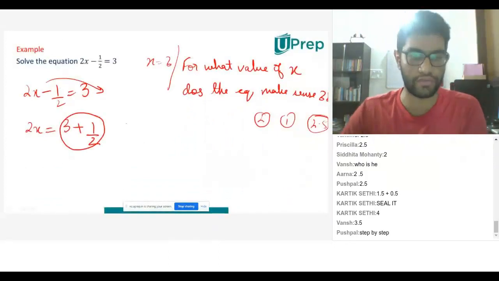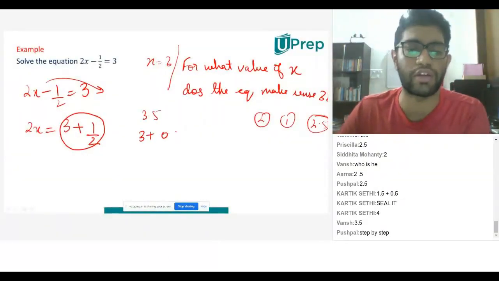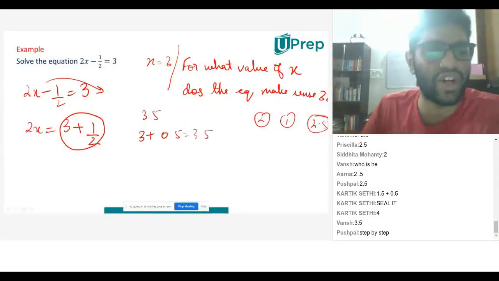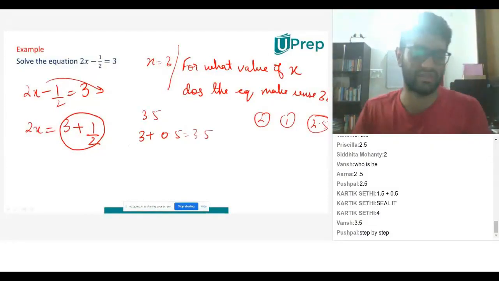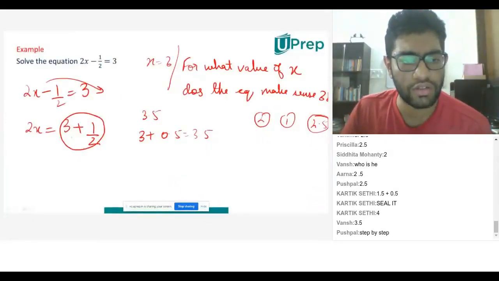Yes, 3.5. How did you say it? 3 plus 0.5 equal to 3.5. But let me not work with decimals here. I don't like decimals. Sorry. Let's see what is to be done. How do I solve this?